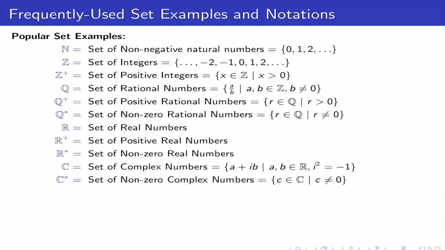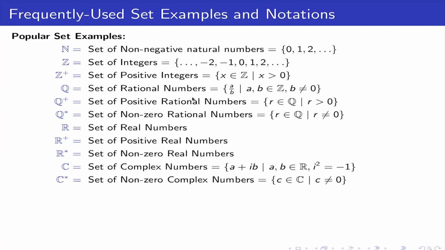We use certain kinds of sets frequently, so let us define them upfront, because we will be using them often in this lecture and the next lectures. By N, we mean the set of non-negative natural numbers 0, 1, 2, 3, 4, and so on. Z is the set of integers, positive, negative as well as 0. Z superscript plus is the set of positive integers, meaning x belongs to Z where x is greater than 0.